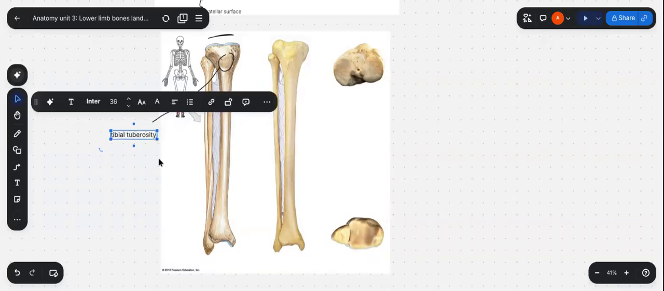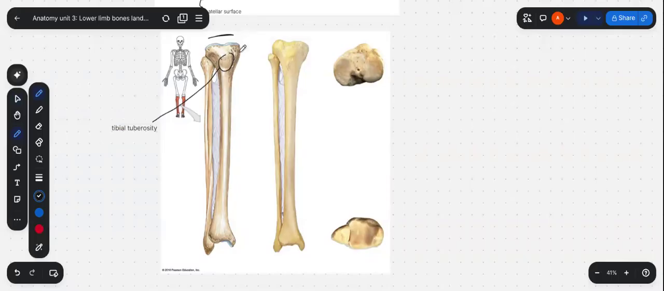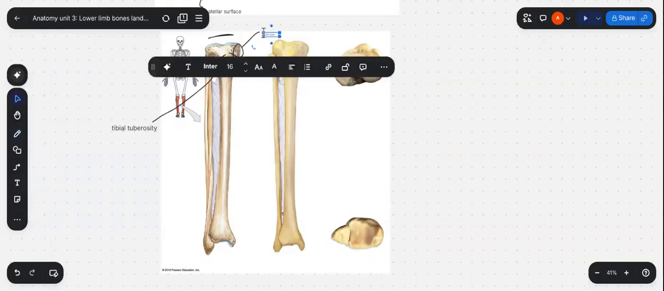Then you also have your articular tuberosity. Articular tuberosity is going to be on the side. So it's this little like area over here. You can see that it's a little bit more rough patched than the other smoother areas. And that is your articular tuberosity.